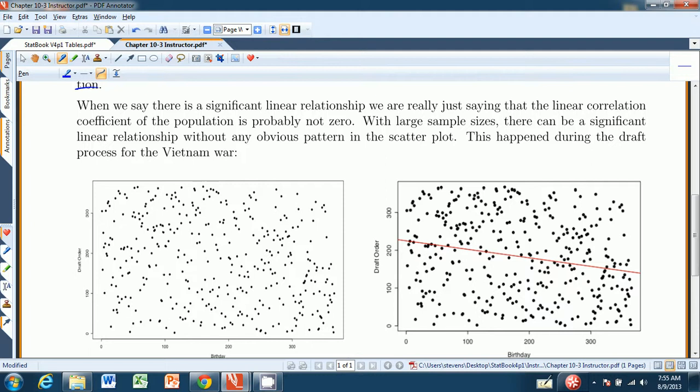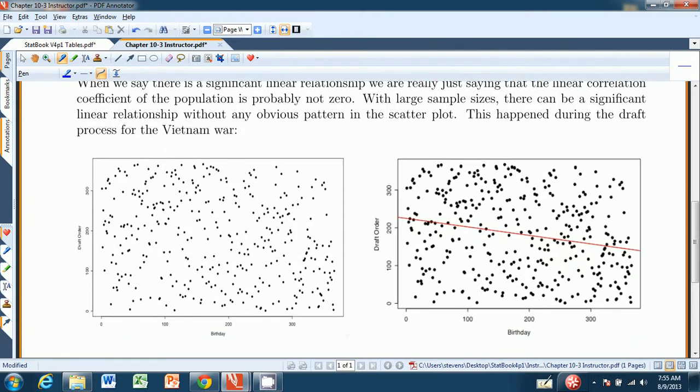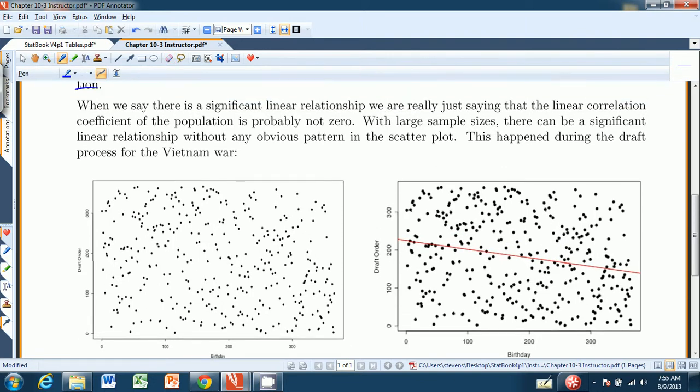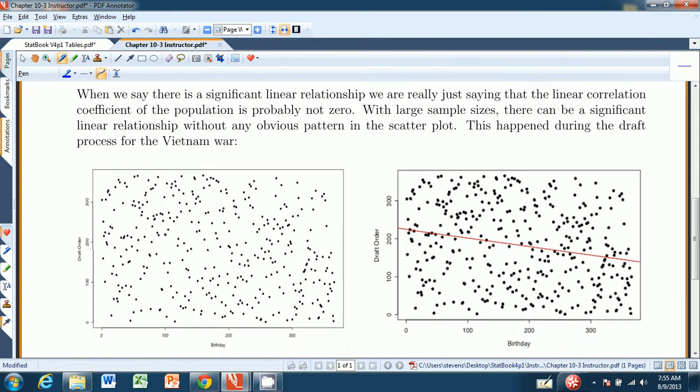Right? And obviously you'd be hard pressed, if you just looked at this raw data, to tell whether it was going up or down. But if you run it through software, it actually does produce a negative regression equation with a negative slope. And what this data displays is something that happened back in 1969 when they were drafting young men for the Vietnam War. And so they went in waves, first groups, second groups, third groups. And the order in which draftees were taken to Vietnam was determined by a lottery, right?